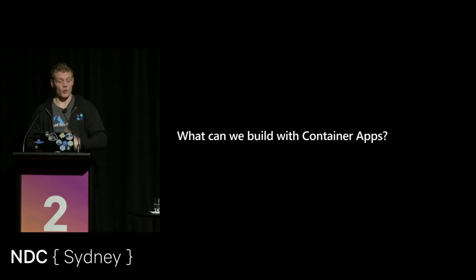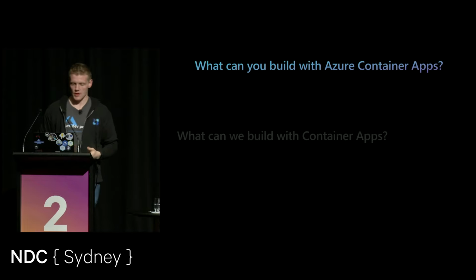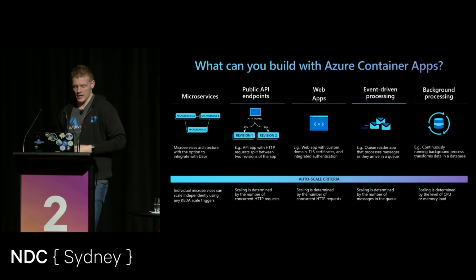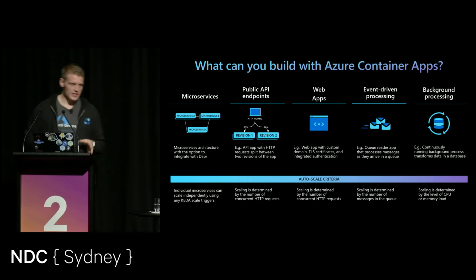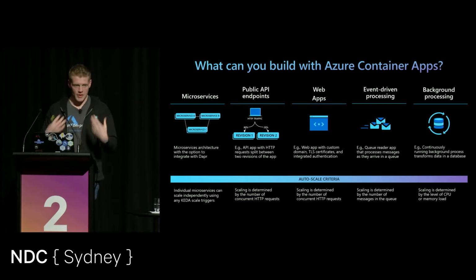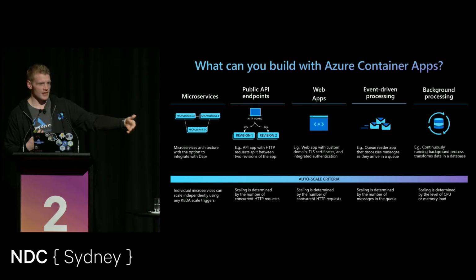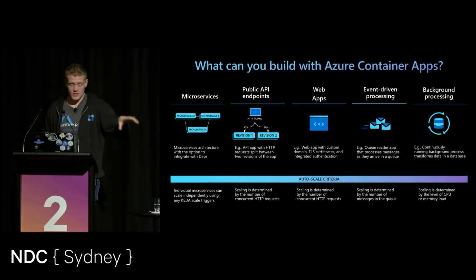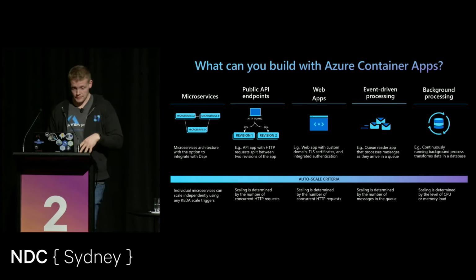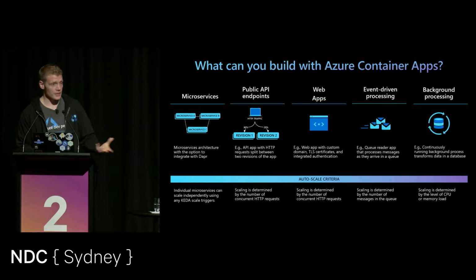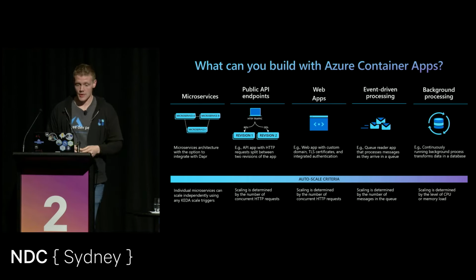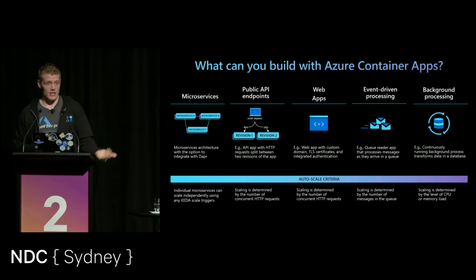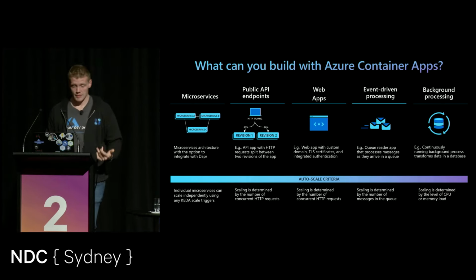Let's start to explore what we can actually build with Container Apps. The first-class citizen on Container Apps is really microservices architecture. The idea is that the platform is there to support developers who are building microservices but don't want to use Kubernetes, to have a platform that they can easily deploy their containers to. You can also build public APIs and web apps on Azure Container Apps, as I'll show you in a demo. You can enable HTTP ingress onto your container apps and make them publicly available.